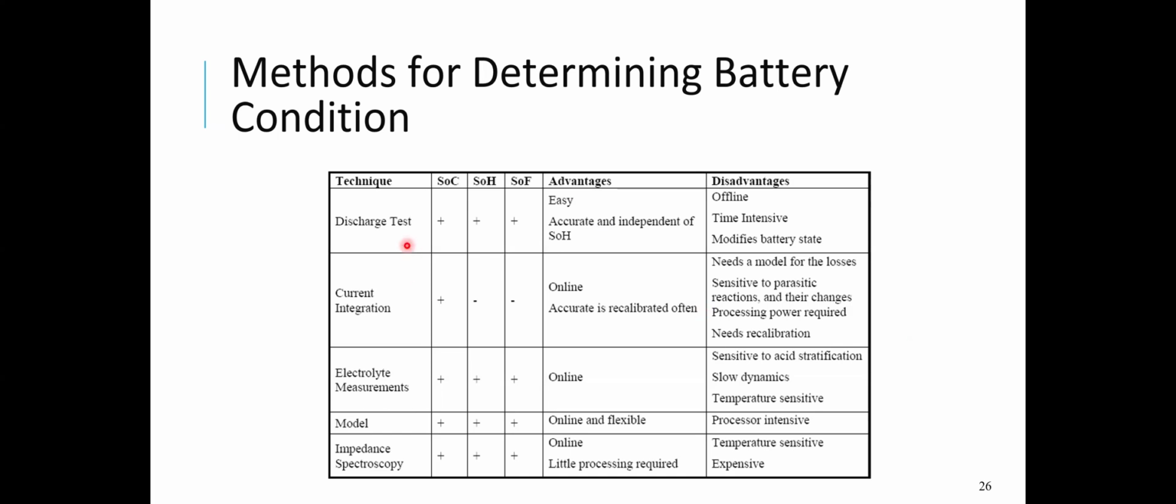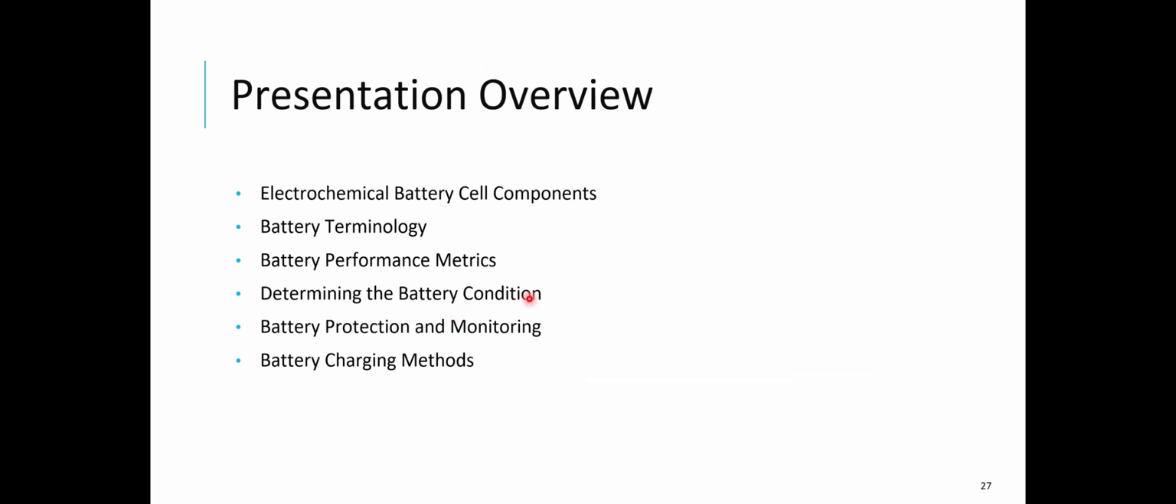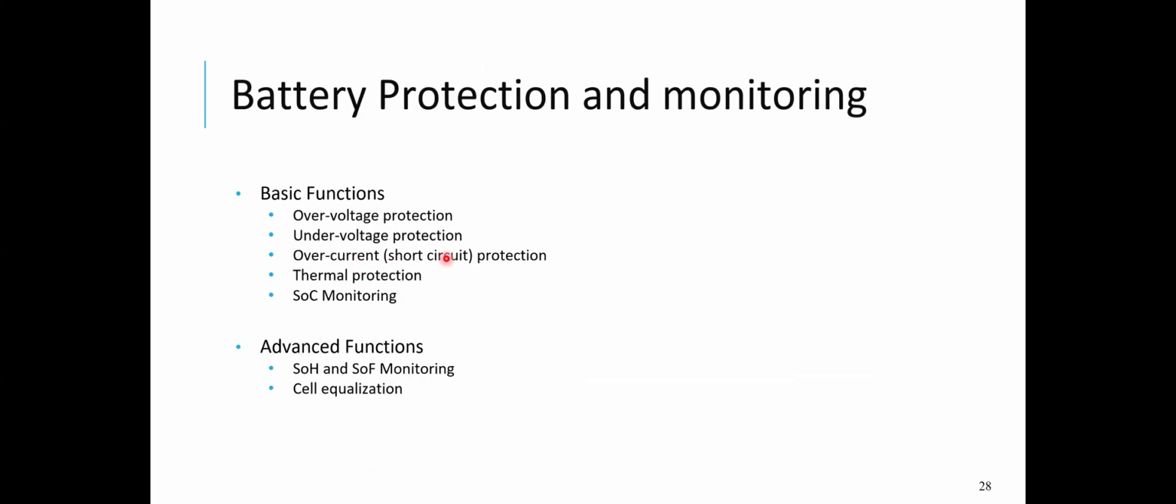Okay, so next, we talked about the battery, how we determine the battery condition. That's what we talked about. Now we'll talk about how we protect and monitor the battery. All right. So how do we protect and monitor the battery? Well, I have to make sure that I don't overcharge the battery. So I need over voltage protection. I need to make sure I don't over discharge the battery because it can be permanently damaged in both cases.